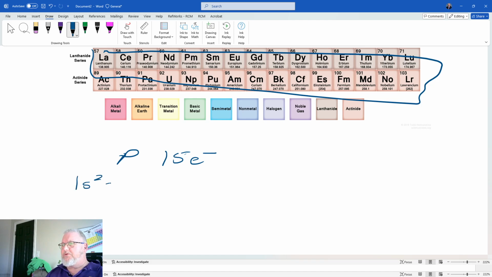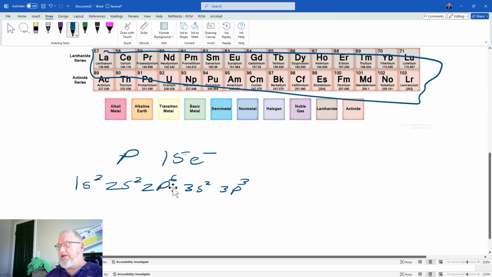1s2. Then, of course, I'm going to go to 2s2, 2p6. I've got 10 electrons there. Then I'm going to go to 3s2. And that's 12, then 3p3. That's the full configuration.